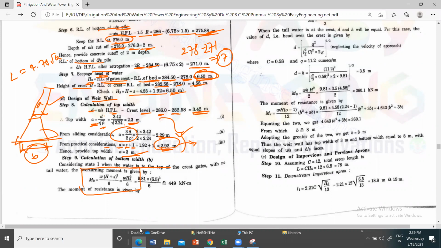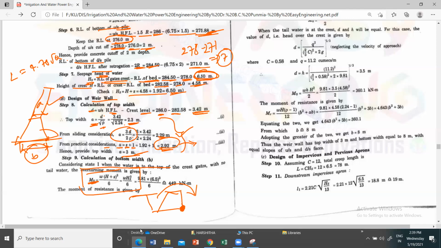By considering overturning moment, the applied overturning moment will be equal to W. This is because of the applied water pressure. Because of the water pressure, this overturning moment is going to develop at the bottom of the weir. So this weir may overturn like this because of the application of hydrostatic pressure. It may rotate about its toe. So this is the overturning moment.